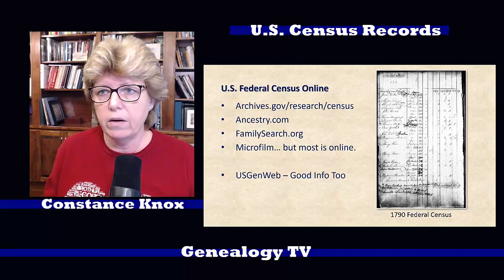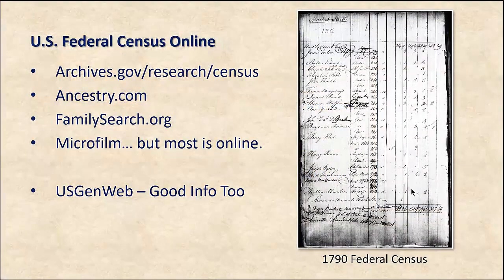So here we have, I'm going to make this a little bit larger so you can see it, the U.S. federal census locations, places you can find the census schedules. So the archive.gov, and these are research census. A lot of these are free resources. Ancestry.com, FamilySearch.org. You can also find it on microfilm in a lot of the major libraries that are good for resources. And also make sure you check out US Gen Web. They have good information there too.